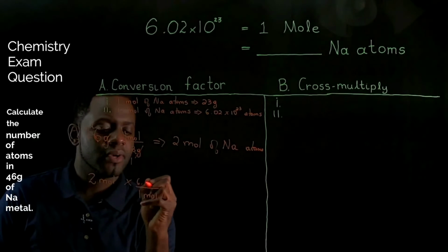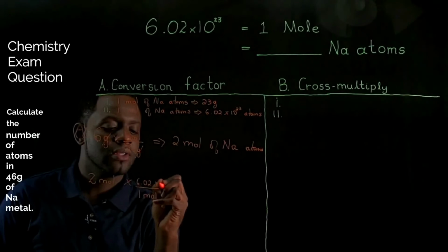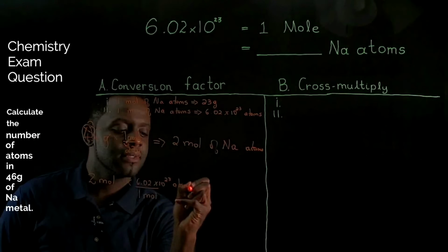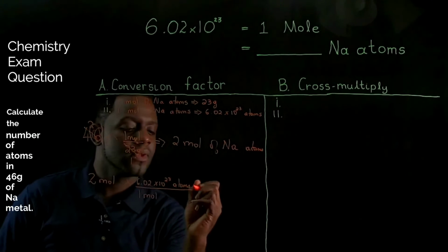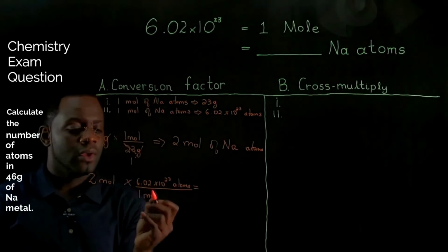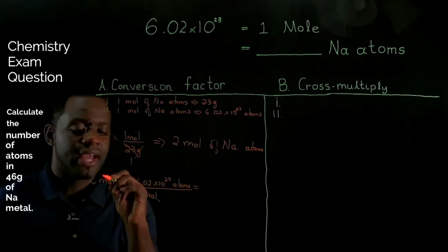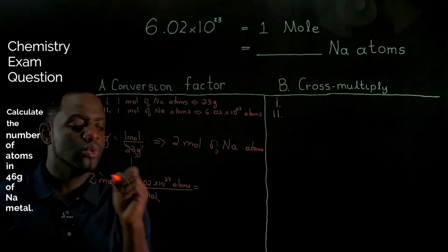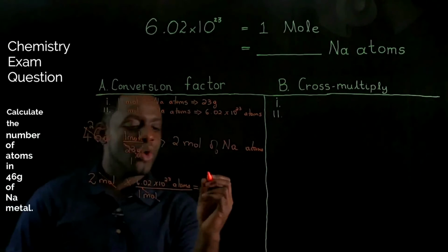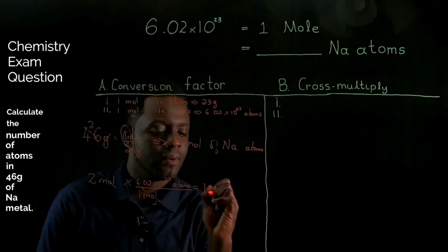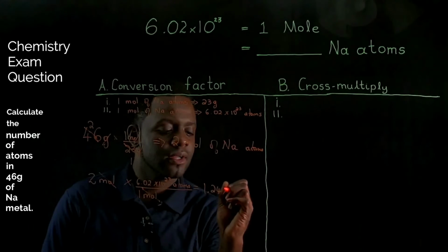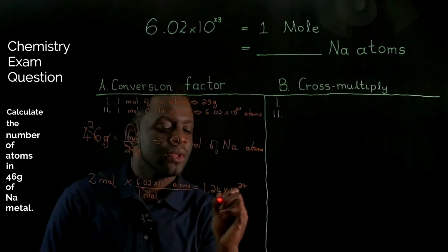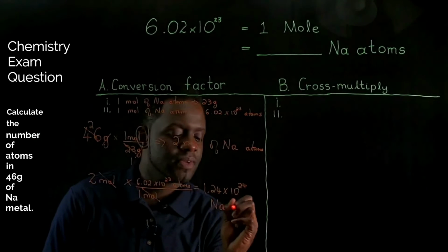So 6.02 times 10 to the 23rd atoms. Now, this unit cancels that unit, so the moles are gone, and we are left with 2 times Avogadro's constant, which is 1.24 times 10 to the 24th power sodium atoms.